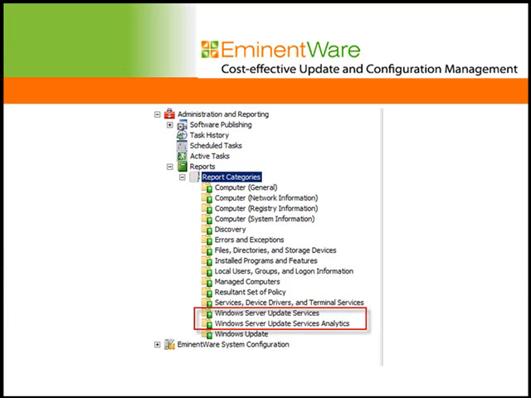There are two categories of reports available in the EminentWare Extension Pack related to the WSUS environment. The Windows Server Update Services category contains basic reports about the WSUS server and updates contained in the catalog. The Windows Server Update Services Analytics category contains advanced analysis related information based upon the correlation and relationships between approvals, installation status, the updates, and the computers served by that WSUS server. Let's start by looking at some of the reports that are available in the Windows Server Update Services category.